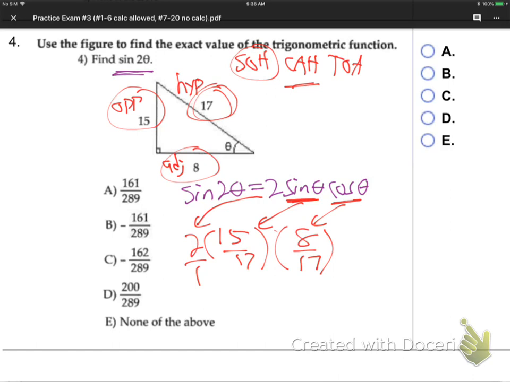And now 2 multiplies 15, which multiplies 8. I'm just going to go top, top, top, and bottom, bottom, bottom. Just straight. When you multiply fractions, it's much easier. So 2 times 15 times 8, that's 240. The bottom, 17 times 17, I think that's 289, isn't it? It's not there. I guess that one's none of the above.